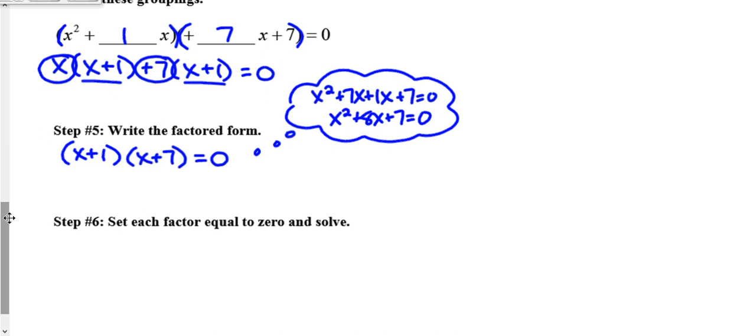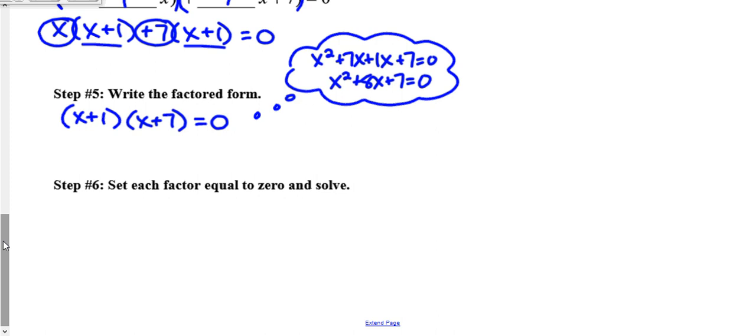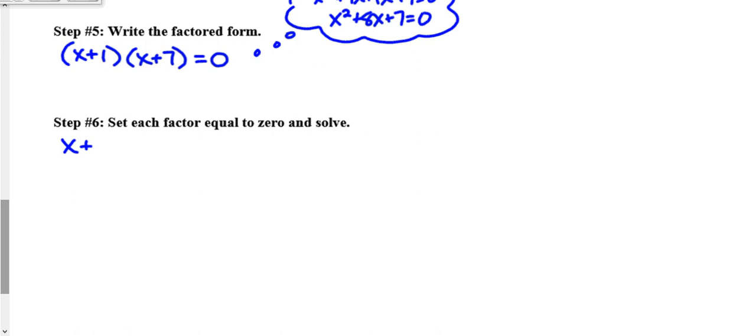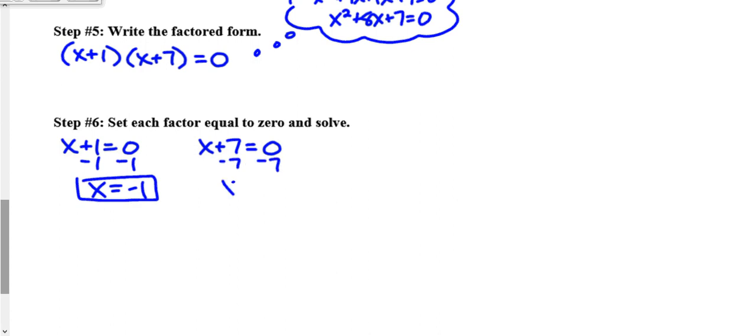And so then step 6, our final step, we're going to set each factor equal to 0 and solve those equations. So I'm going to do x plus 1 equals 0 and x plus 7 equals 0. And I'm going to solve. So to get x by itself, I would subtract 1. So one of my answers would be x equals negative 1. Over here, I'm going to subtract 7 to get x by itself. My other answer would be x equals negative 7. So these are our answers to our quadratic. That's what our goal is. If we were to use complete the square or quadratic formula, we would get the exact same answers.